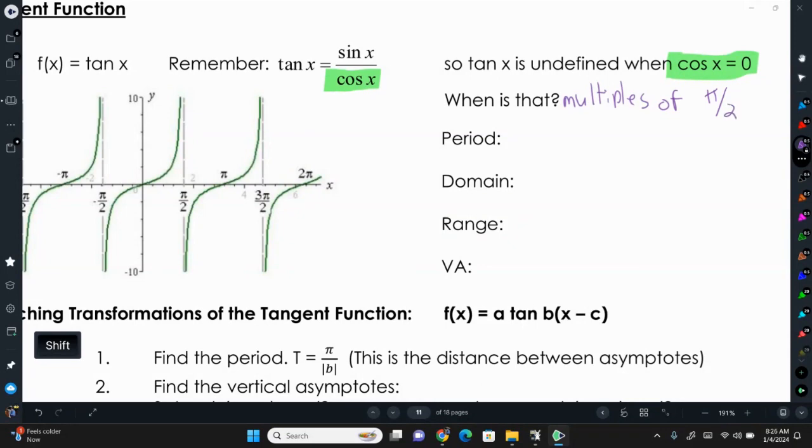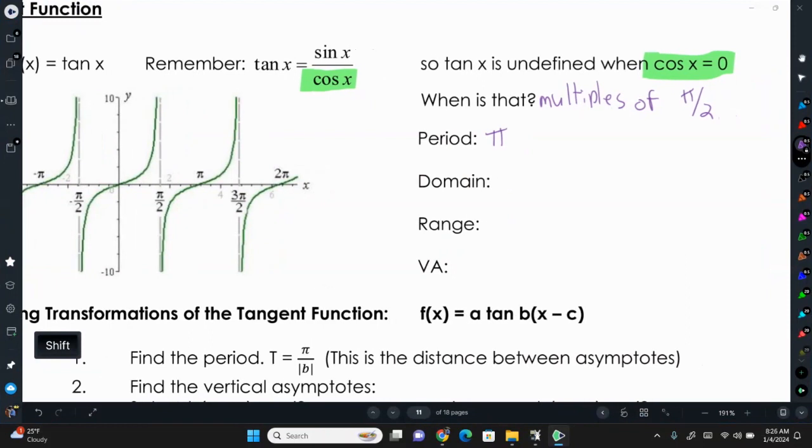Now the period for tangent is pi, because that's the distance between your vertical asymptotes. Domain is all real numbers except, so x cannot equal pi over 2 plus, and the way we write multiples of pi is we would write n pi, because that also addresses the negative sides as well, because you can plug in -2 for n, and then get to the negative x values or negative multiples of pi.